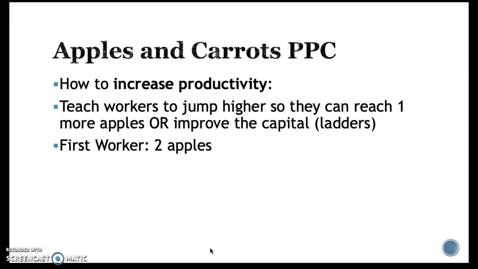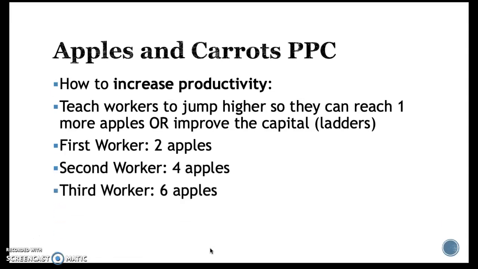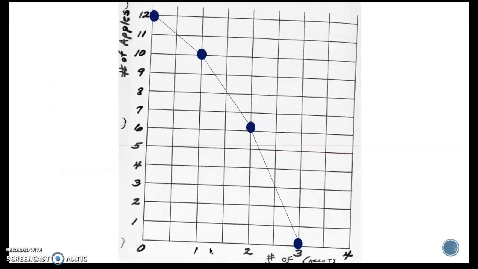So now that we're increasing productivity, either by teaching them to jump higher or giving them ladders, the first worker can now reach 2 apples, the second worker can now reach 4 apples, and the third worker can reach 6 apples. So the total amount of apples they could pull in one day, if they're all only pulling apples, would be 12. The carrot amount still stays the same. Now this number is graphed here, so you can see it moved up. Instead of 9 like we saw in the previous graph, the total number of apples went to 12.